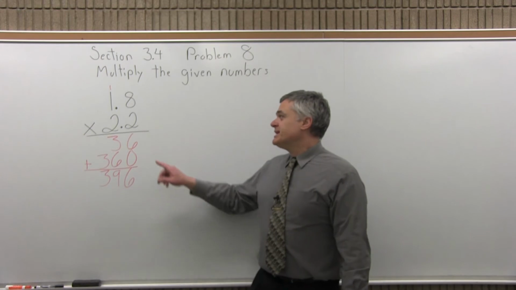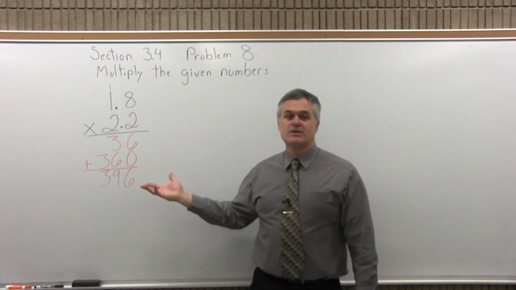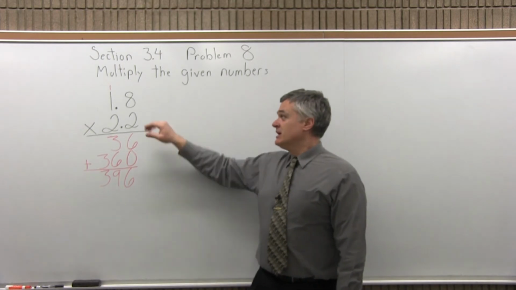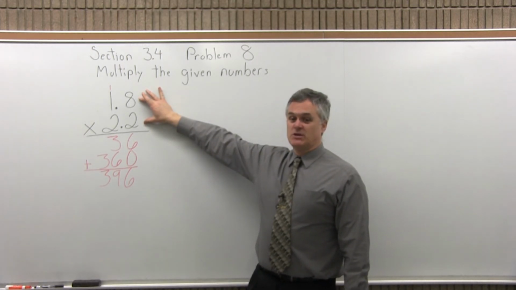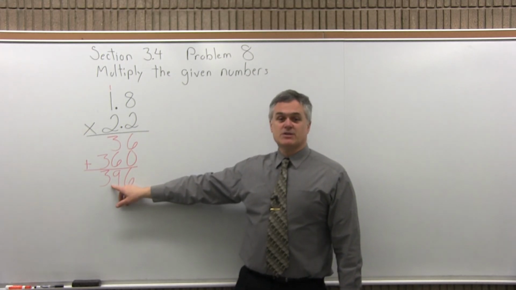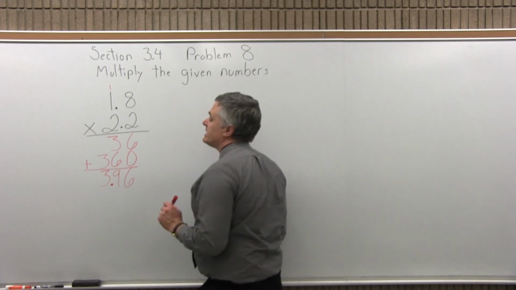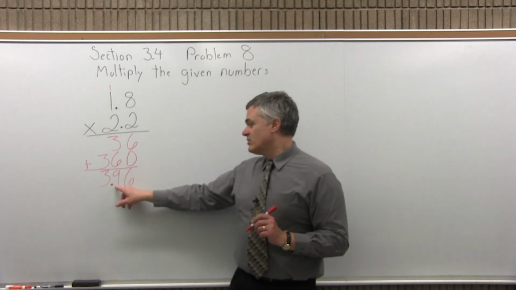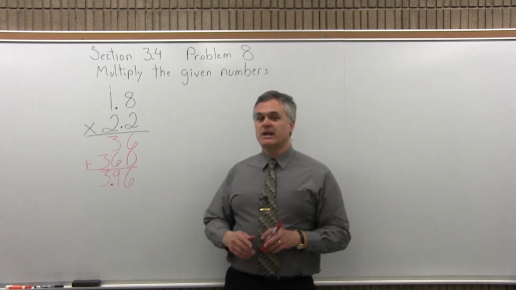But I have to put the decimal in. So go back to the question, see how many total digits you have after the decimal in your question. In the question, there's a total of 2 digits after the decimal. So I must have the same number of digits after the decimal in my answer. So if I put the decimal between the 3 and the 9 and write it as 3.96, I would have 2 digits after the decimal in the answer. And that's the answer, 3.96.